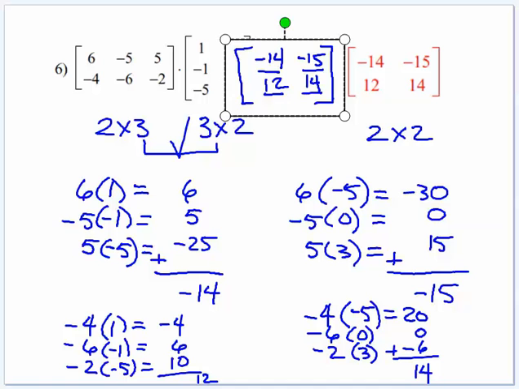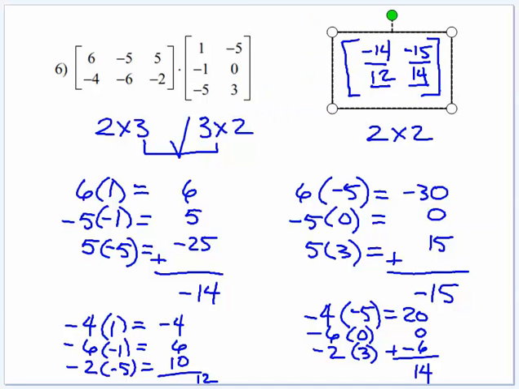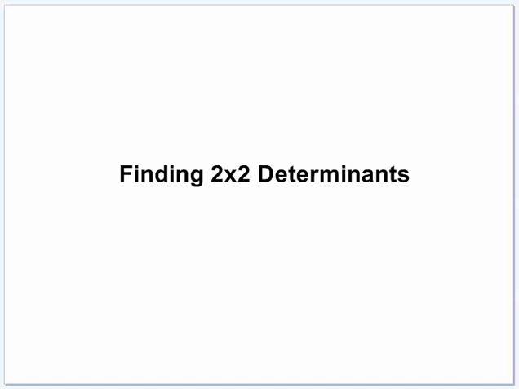Great. Okay, so that covers the basic work we've done with adding and subtracting, multiplying by a scalar, and doing some fundamental matrix multiplication. The next thing for us to cover is going to be finding 2 by 2 determinants. That's in our next video.